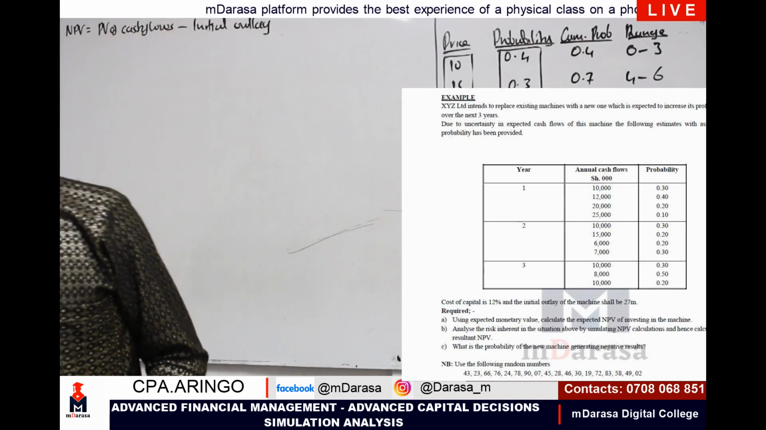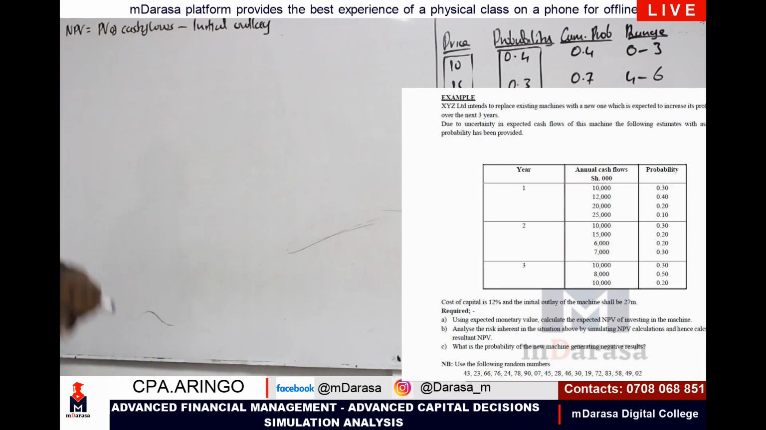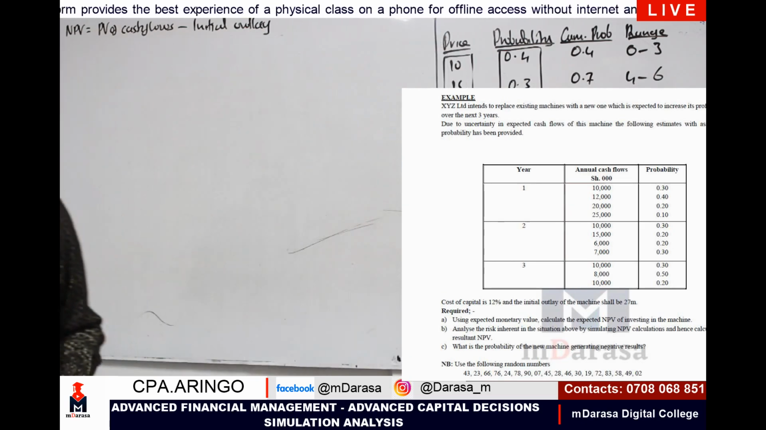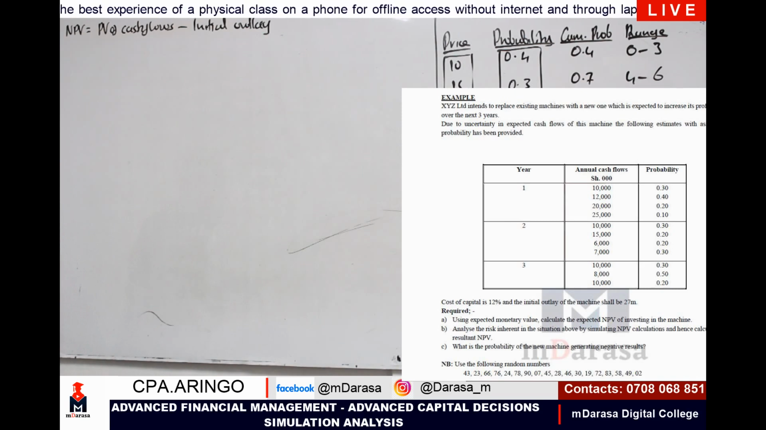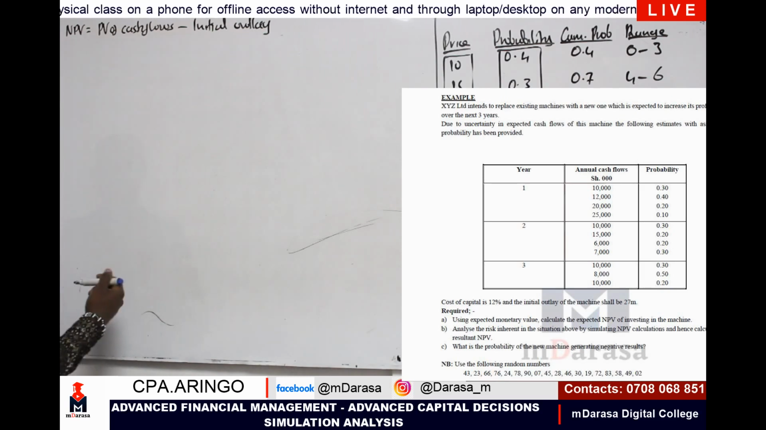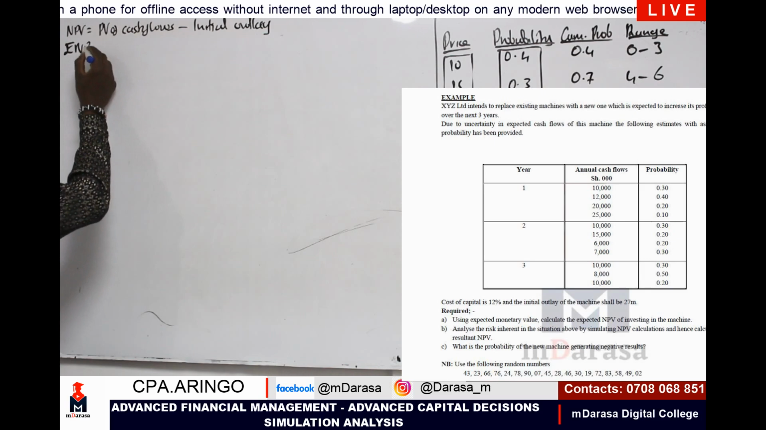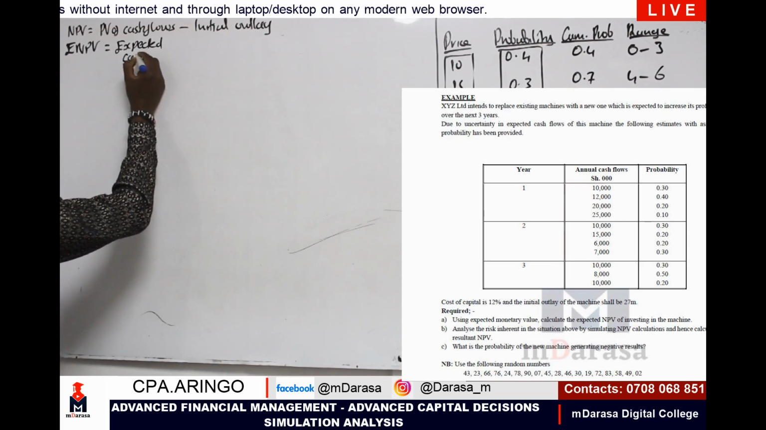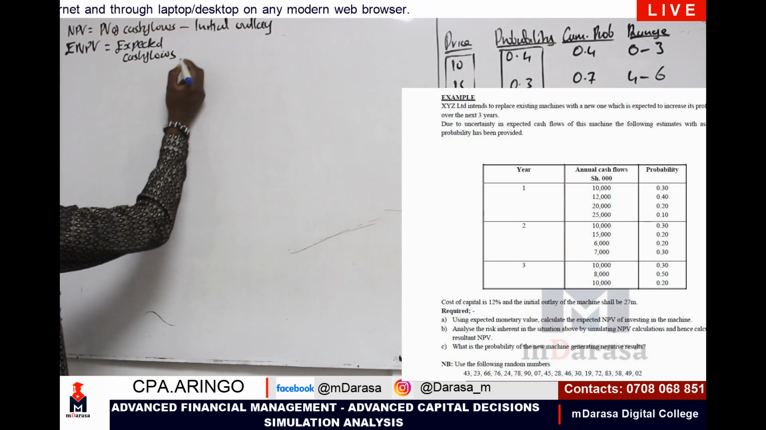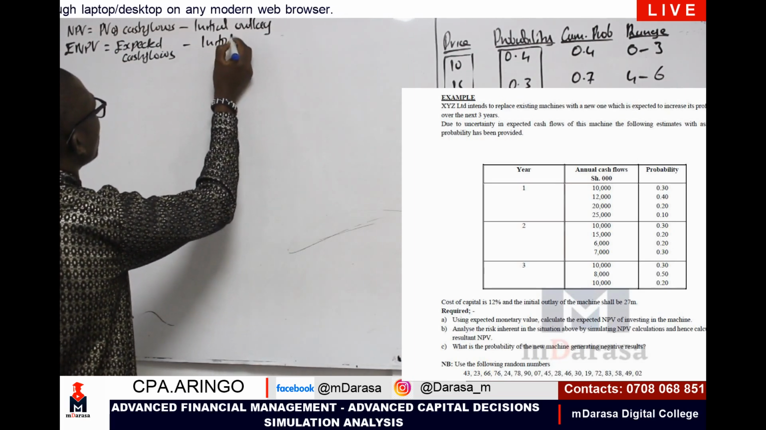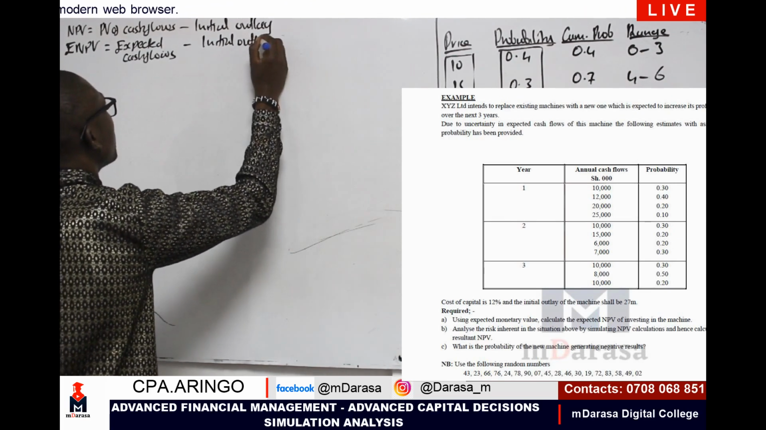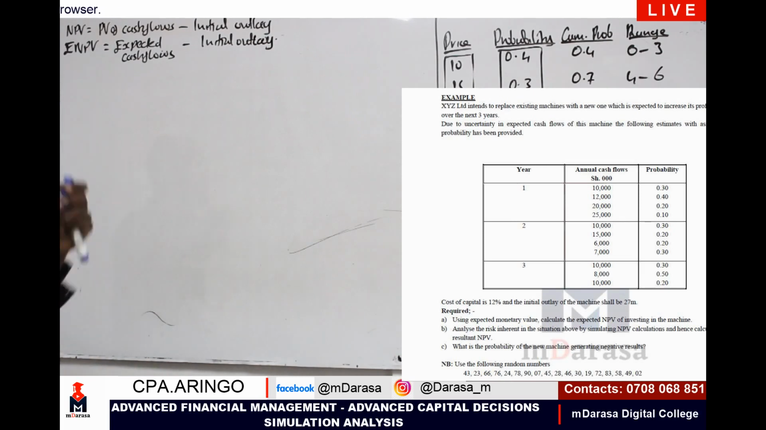So at this point, I should be having the present values. But the good thing here is that our examiner is giving us the expected. So how will we go about it? At this point, first of all, we should incorporate our expected cash flows. So in this case, I need to have expected NPV. Therefore, I should be having expected cash flows minus our initial outlay. This is what will give us our expected net present value.